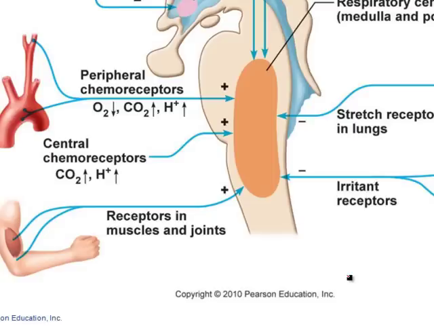Receptors in muscles and joints. Why do they have any influence on my breathing rate? Aha! It's hermit time in the cafeteria, right? Remember that discussion? Those receptors, those little Golgi tendon bodies and all of those guys we talked about when we talked about muscles, they're also going to have an influence on my breathing rate.